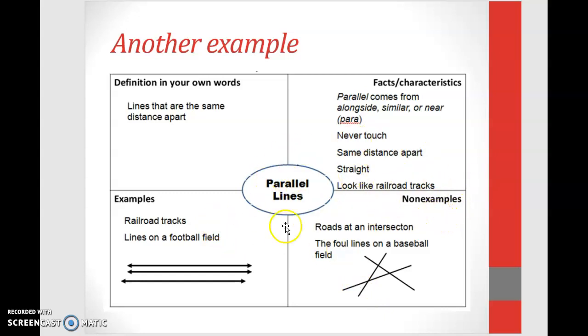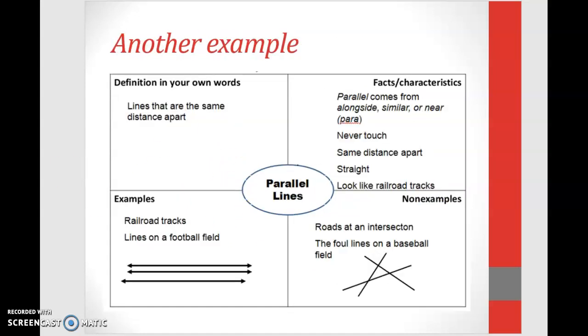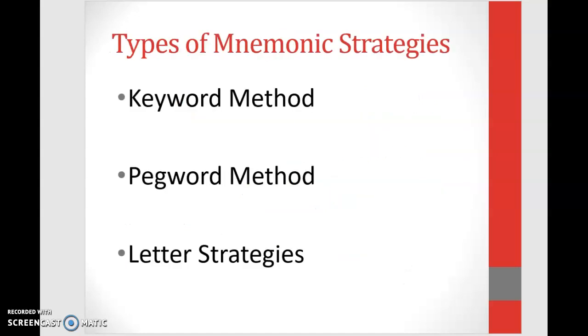So you can use any term here. The ones I showed you happen to be about math, obviously, but you can do any term, science, social studies, or any content area would work, right? As long as you can define it, facts, characteristics, examples, and non-examples. All right, so that was a Frayer model. Some other examples are some mnemonic strategies. So there's the keyword and peg word method, and then letter strategies. And we'll talk about those in just a second.